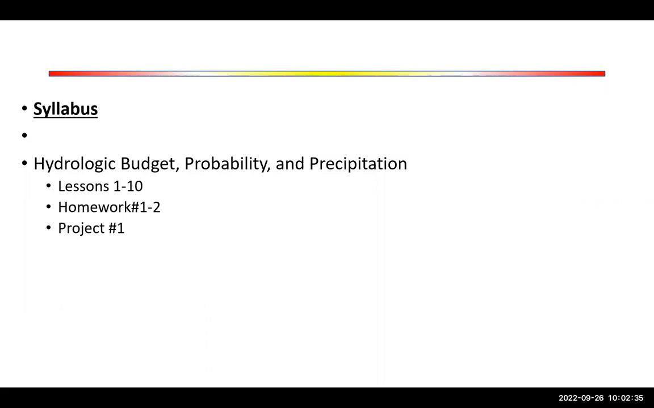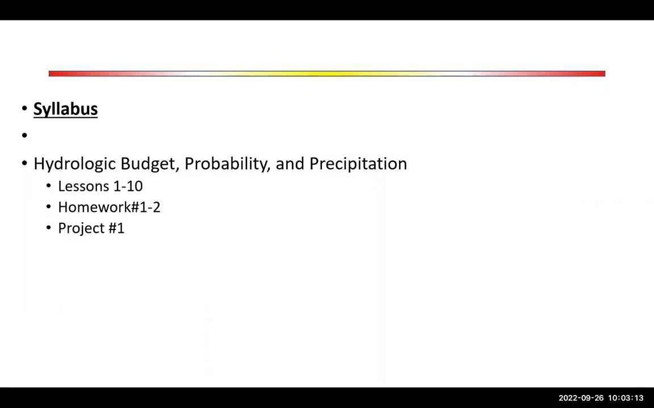So far, for the last 4 weeks, we have covered hydrologic budget, probability, and precipitation. So 3 main topics, and under each topic we did an introduction, some problems, and discussed some conceptual things. In total, your syllabus is from lesson 1 to 11. You had 2 homeworks, 1 and 2. One was about probability, one was about precipitation, and project 1 was all about the hydrologic budget.